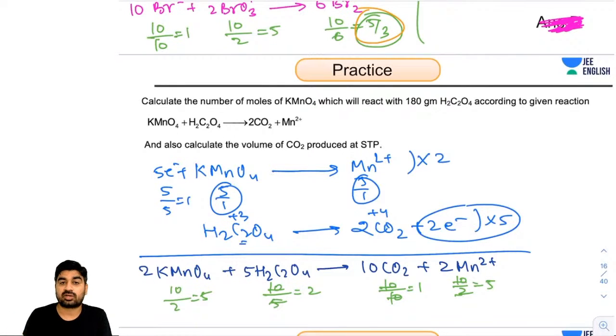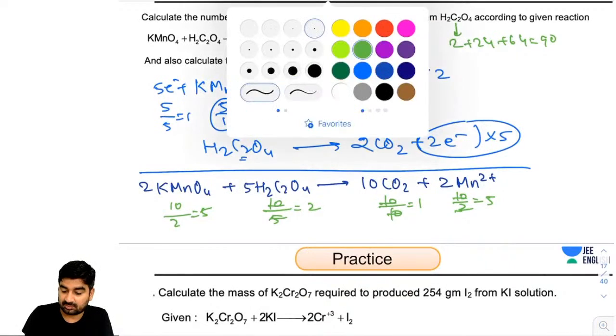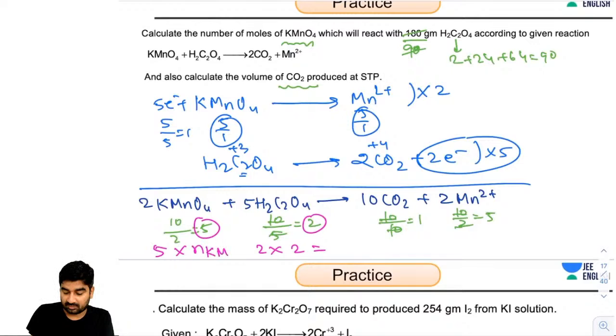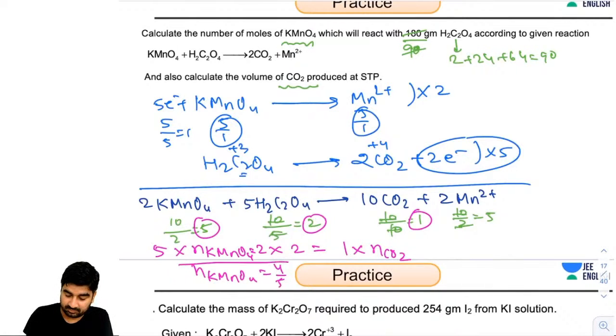Okay guys. Now calculate the volume of CO2 produced and the number of moles of KMnO4 that will react with 180 gram. So what is the molar mass of it? 90. So in 180 gram you will have 2 moles of it. So now you can apply the law of chemical equivalence. Yes. So the n factor is 2, so 2 into 2. The n factor is 5, so 5 into moles of KMnO4. And here I can write 1 into moles of CO2. So from here, guys, for moles of KMnO4, I will get 4 by 5.